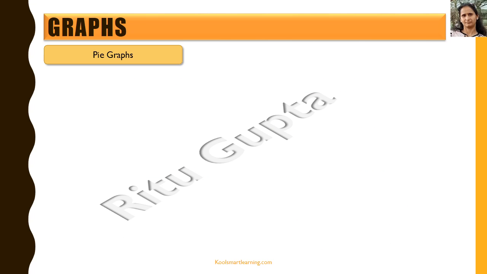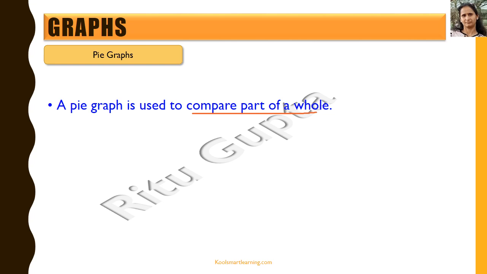Now let's look at pie graphs. A pie graph is used to compare the part of the whole. So now this is a difference between bar graphs and pie graphs. Bar graph was used to compare data amongst each other. Pie graph is used to compare the part of a whole.